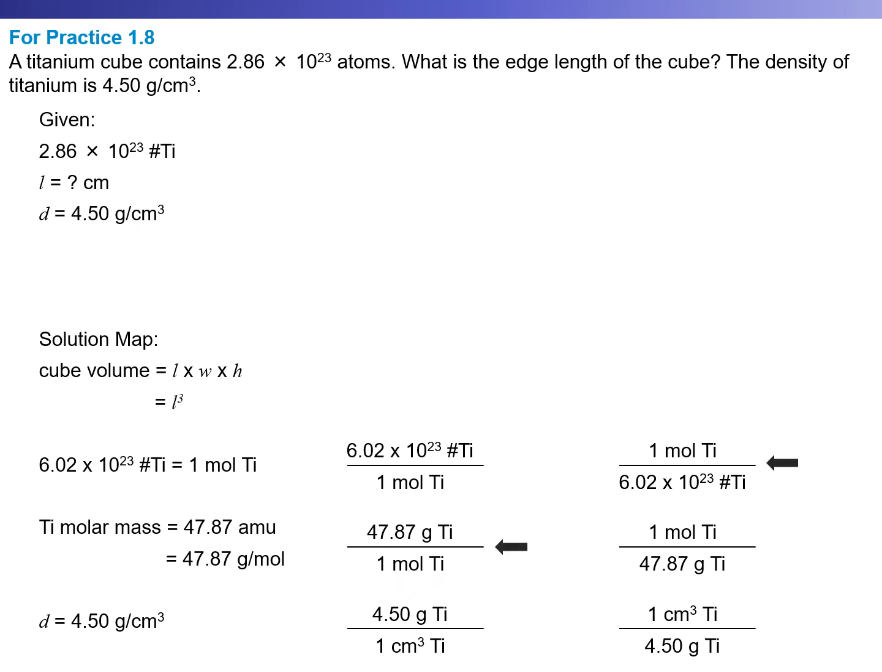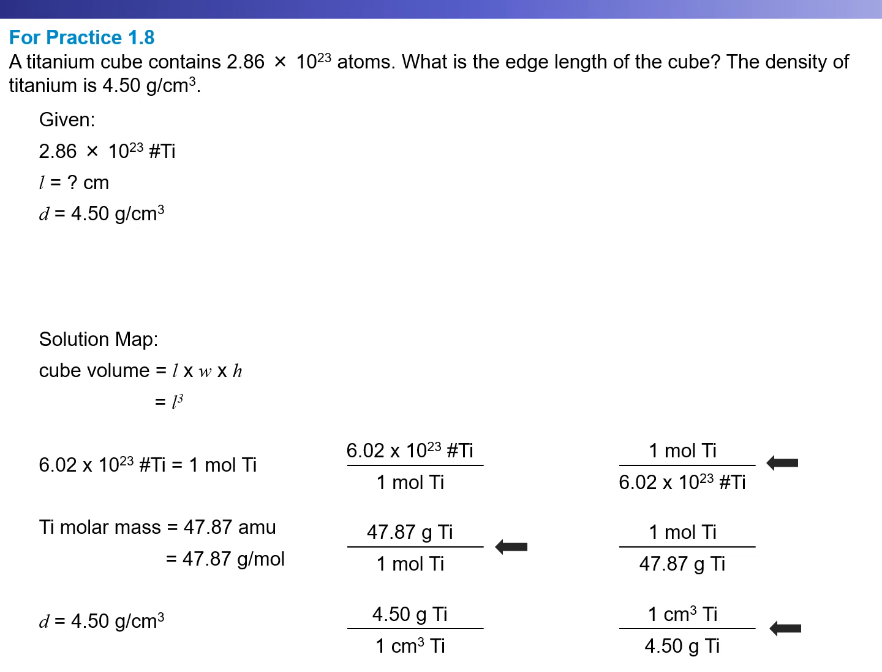Now once we're out of moles of titanium, we're going to be in grams of titanium, but we don't want to be in grams of titanium. We want actually to be in centimeters of titanium. So in this last conversion factor, we want the grams of titanium to be on the bottom, which means that it's going to be this conversion factor that we're going to be utilizing. So now we have our three conversion factors.